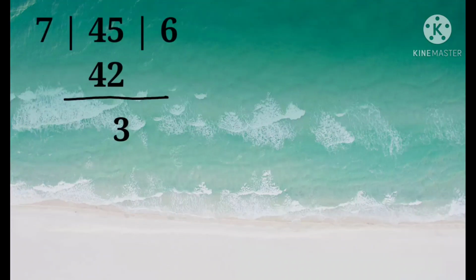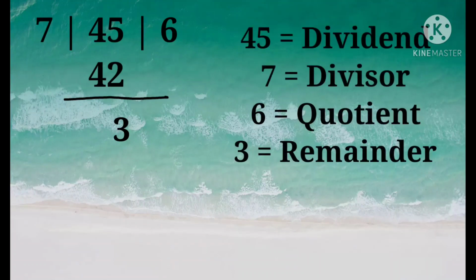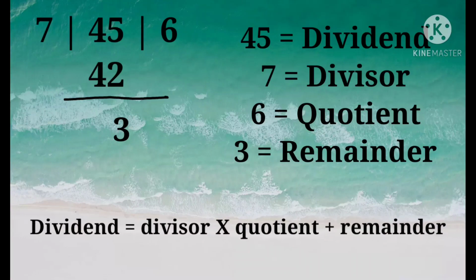For example, when we divide 45 by 7, then in this question 45 is the dividend, 7 is the divisor, 6 is the quotient and 3 is the remainder. To verify any division, we use the formula: dividend is equal to divisor multiplied by quotient plus remainder.